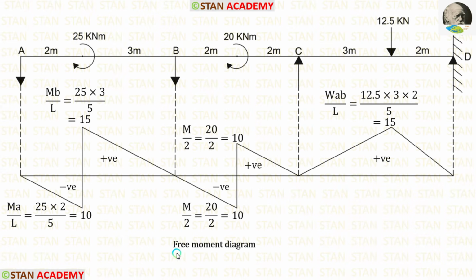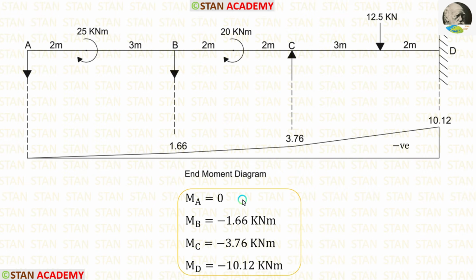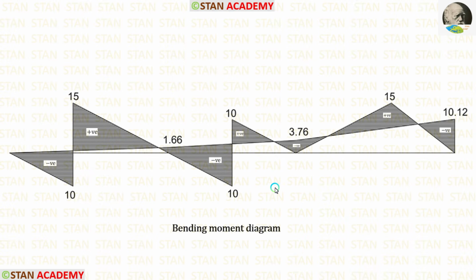Now, we are going to draw the free moment diagram. For drawing the free moment diagram, we have to consider every span as a separate simply supported beam and calculate the moments. In this analysis, we have already calculated the ordinates in the beginning. Now, using the end moments, we can make the end moment diagram. Then we have to combine the free moment diagram and end moment diagram. So we will get the bending moment diagram.